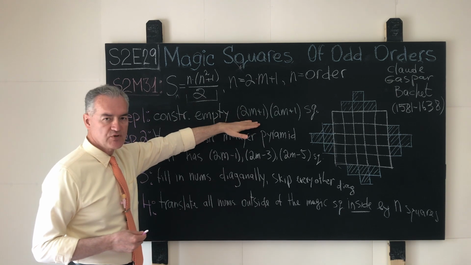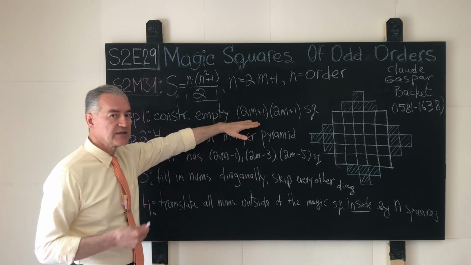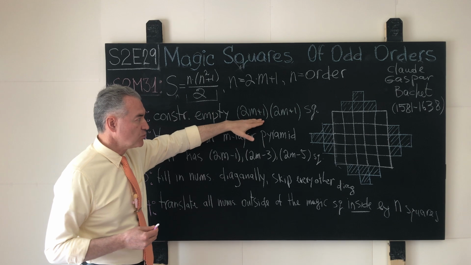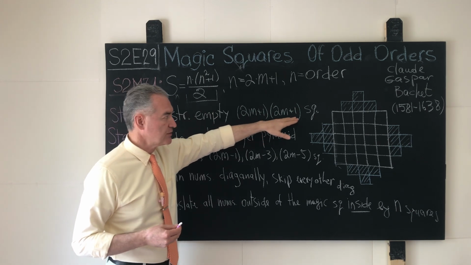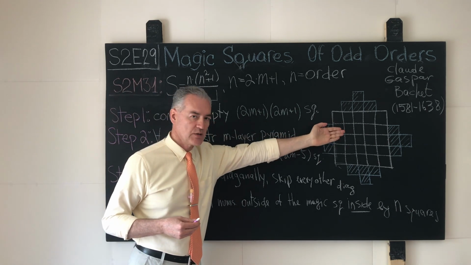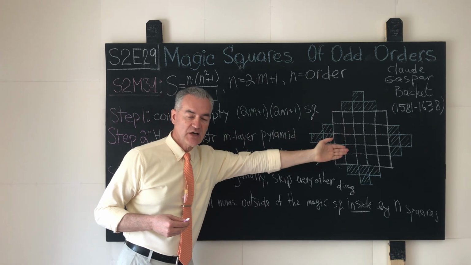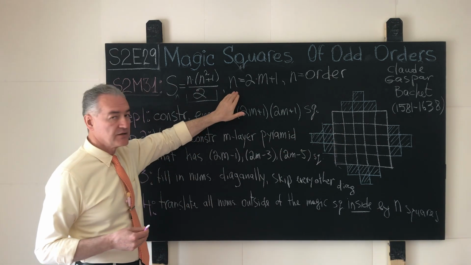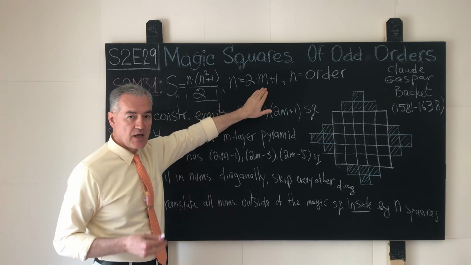And in the first step of the Bachet algorithm, we're to construct an empty 2m plus 1 by 2m plus 1 square, as shown over here. This is a sample empty square, 5 by 5. In this case, the order n is 5. The suitable integer m is 2.